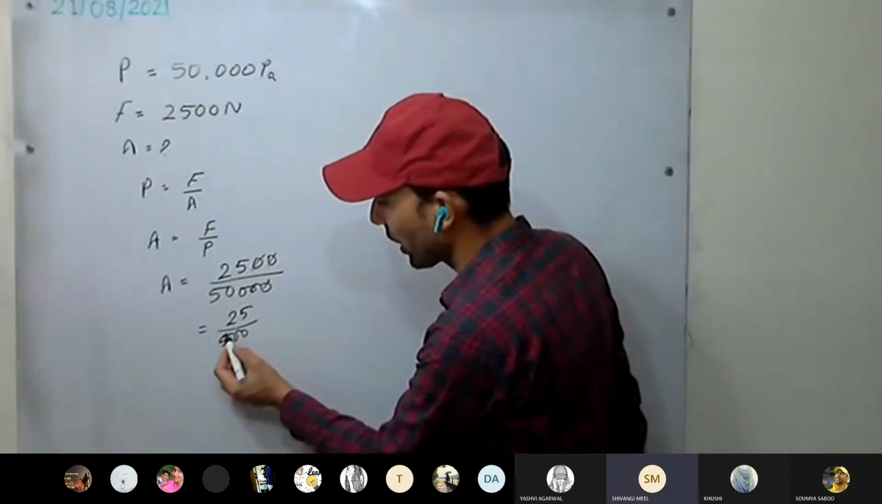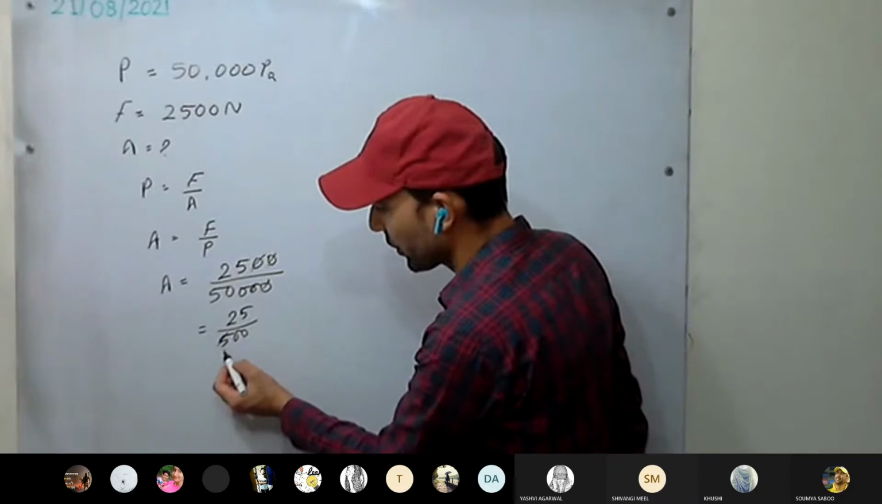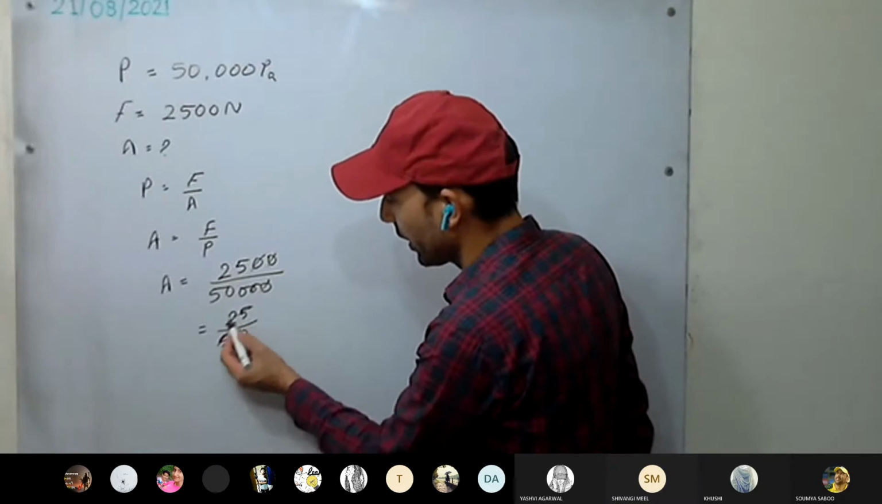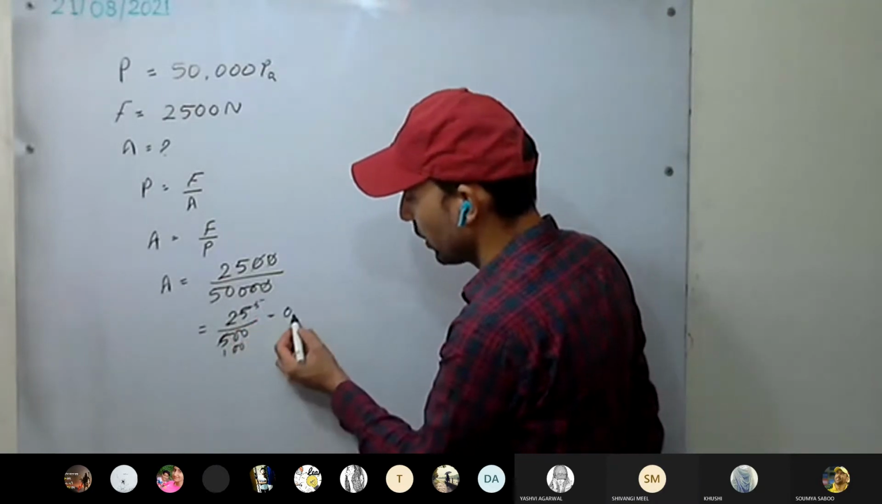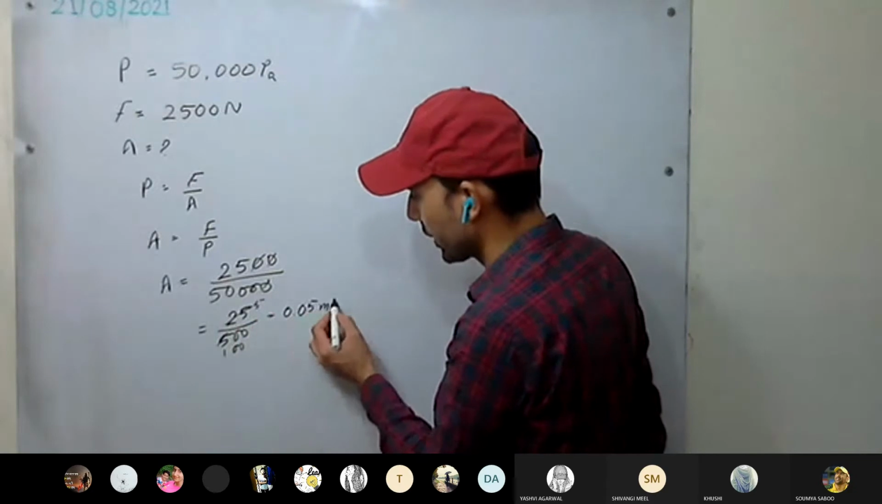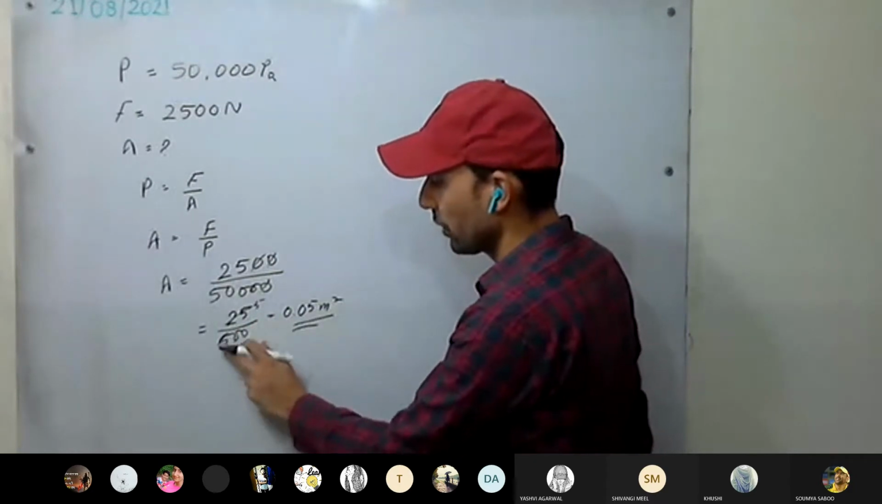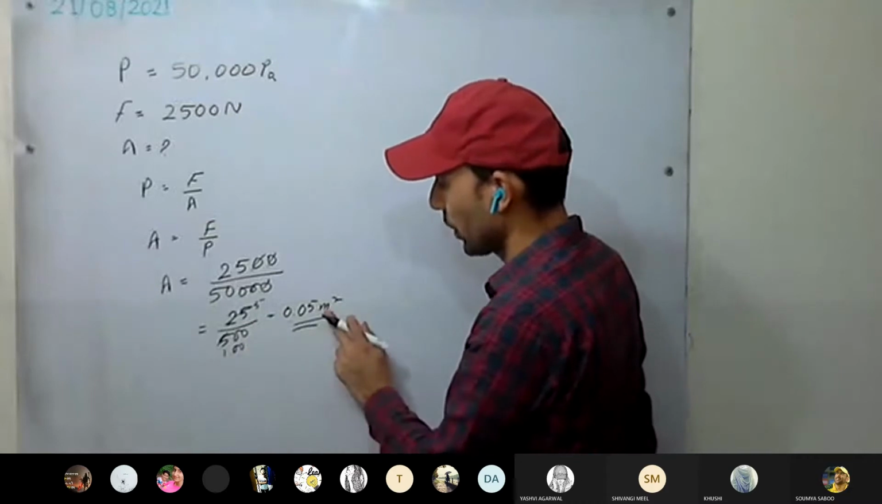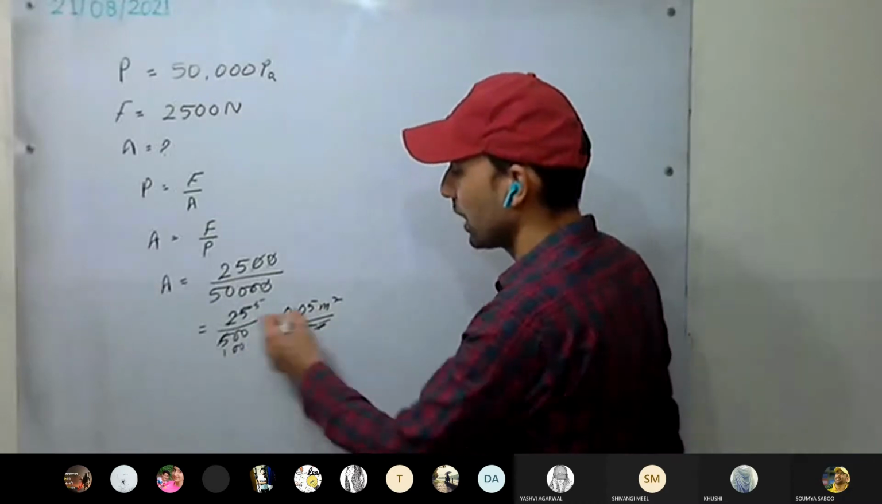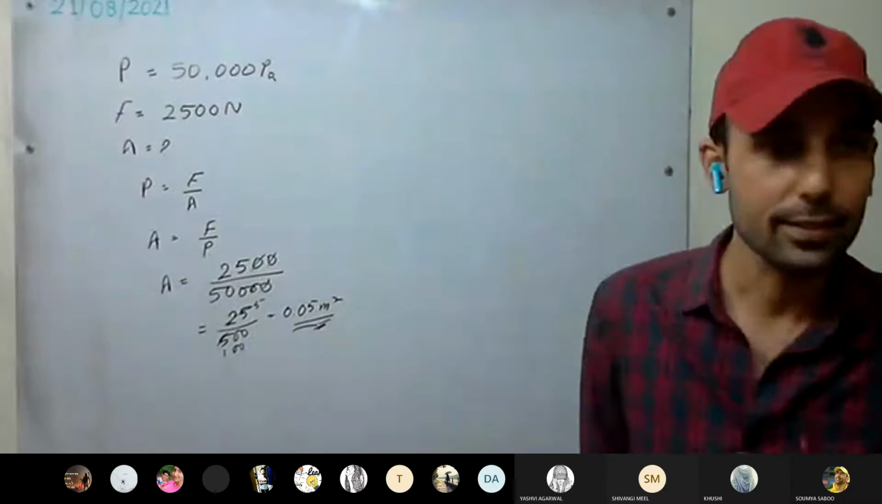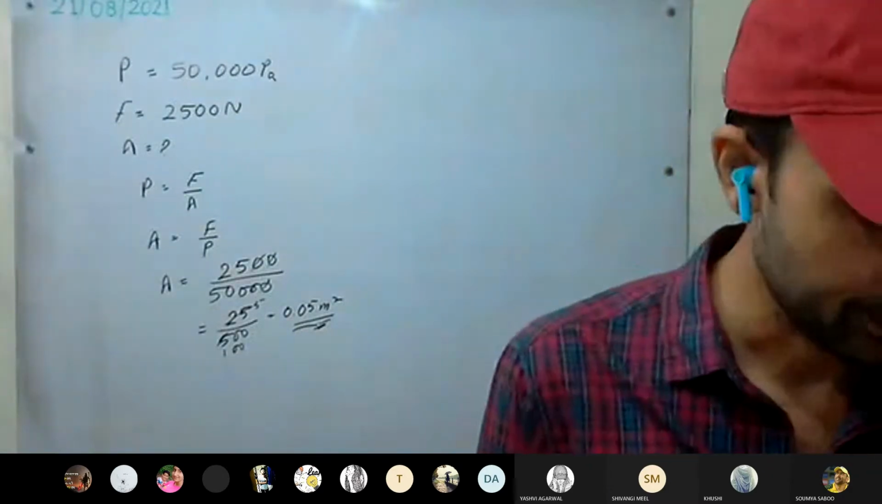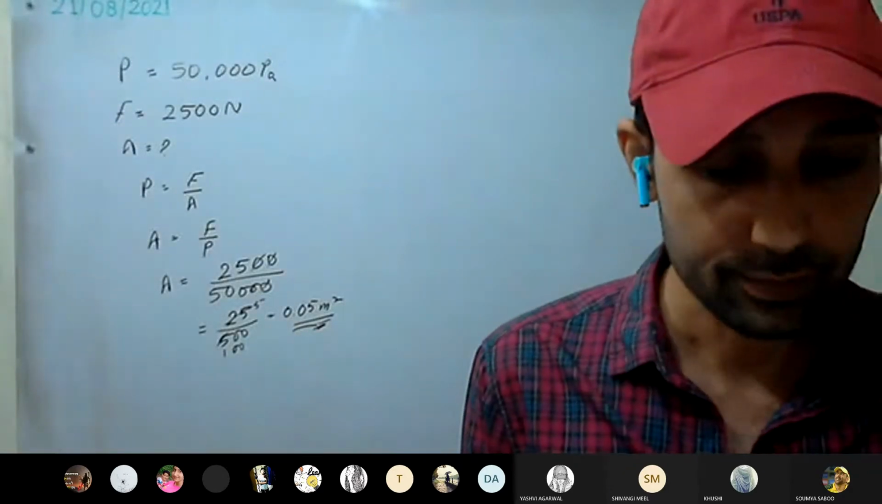So see here, divide by 5. Divide by 5. 5 by 1 here is 100, and here we have 5. 5 divided by 100 is 0.05 meter square. Understood? Keep zeros as such. 5 divided by 100, you will get 0.05 meter square. So the area on which the force acts is 0.05 meter square. Okay. Try the next one.